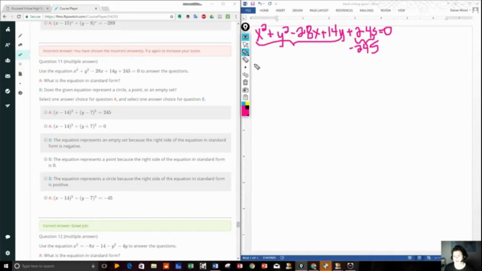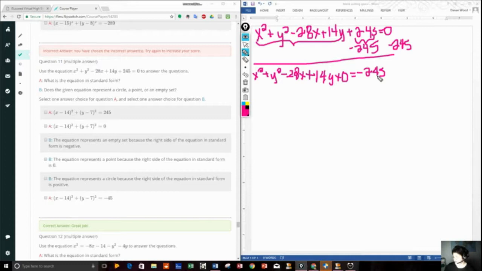So we have x squared plus y squared minus 28x plus 14y plus 0 is equal to, oh, I forgot to write it on the other side of the equal sign. 0 minus 245 is minus 245. Okay, so then if I look at this, 14y plus 0 is just 0.